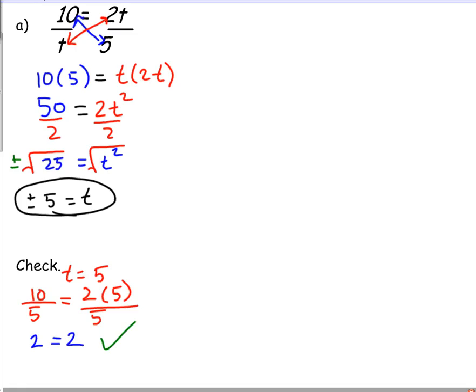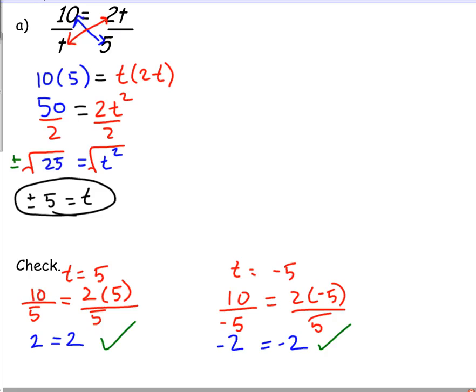That's a good solution. Now let's check t is equal to negative 5. We want to do the same thing. We say 10 over t, in this case t is negative 5, is equal to 2 times t, so 2 times negative 5 over 5. Well, 10 divided by negative 5 is negative 2. And then 2 times negative 5 is negative 10, over 5 is equal to negative 2. So that one works as well. All right, let's look at one more example.